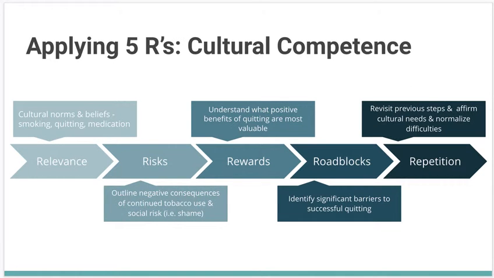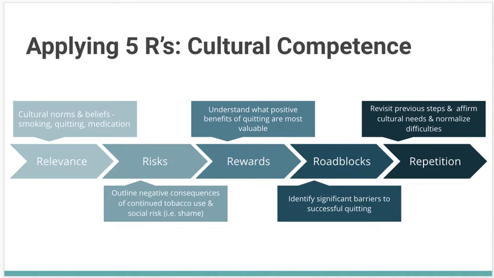So let's go through those here. So the 5 R's are relevance, risk, reward, roadblocks, and repetition. So relevance is really asking the question about their cultural norms and their beliefs related to smoking, quitting, or medications. Risk would be identifying negative consequences of continuing to use it. So they might feel shameful, they don't want to smell like it, they might have a ding at work with their health insurance, they might want to do this for their children. Another thing we'd look at is a reward. So understanding what benefits them. So maybe it's their opportunity to get some me time, or to alleviate stress, or get away from stressful situations.